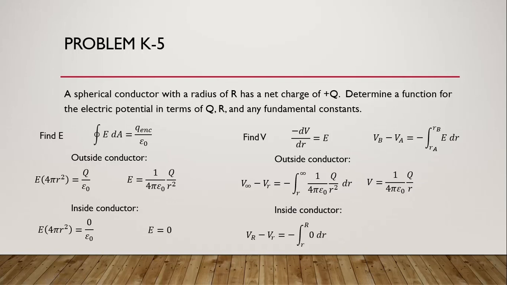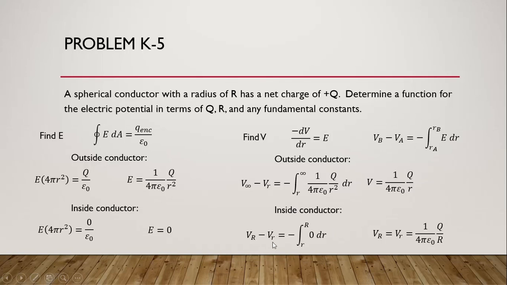Inside the conductor, things get a little bit funny because we're looking at from the surface of the conductor to point r. So we're starting from the outside and working our way in, and the outside of the conductor is at radius R. There is a potential there. It's equal to 1 over 4 pi epsilon naught times Q over R. So this whole side becomes 0, because the integral of 0 is 0.